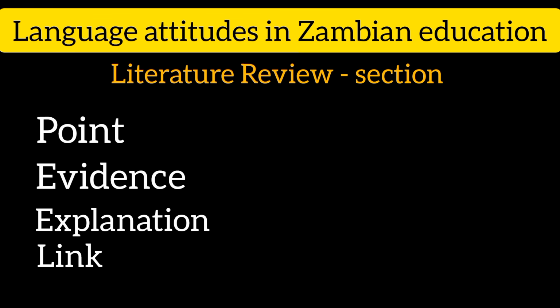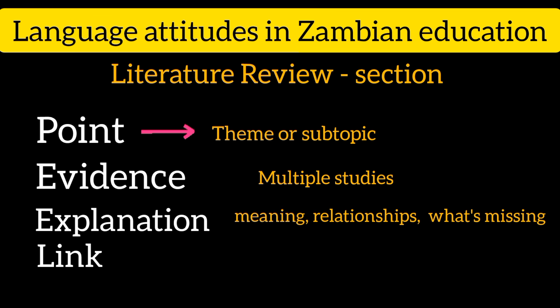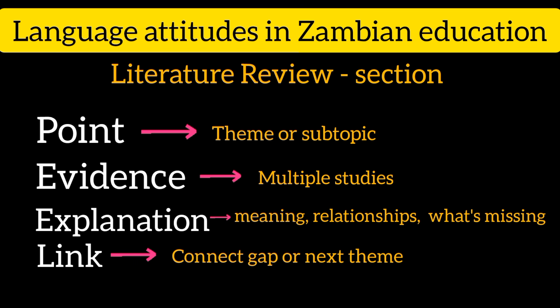Beyond the paragraph, the Peel method can also be used in literature reviews. When you are using the Peel method in a literature review, start each section with a point, which would be your theme or subtopic. Then use evidence from multiple studies. Then add your explanation of what the studies mean, how they relate to each other, and what's missing. And then end with a link that is connecting to your research gap or the next theme. This helps your literature review to stay organized and analytical.